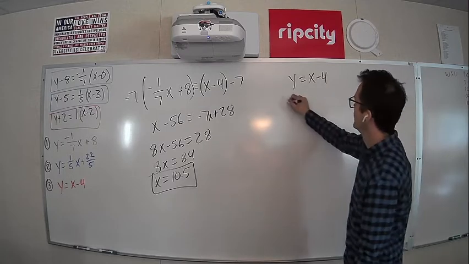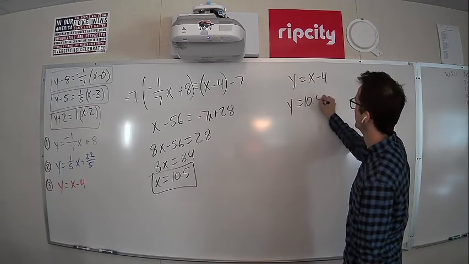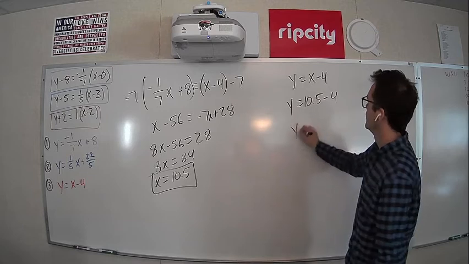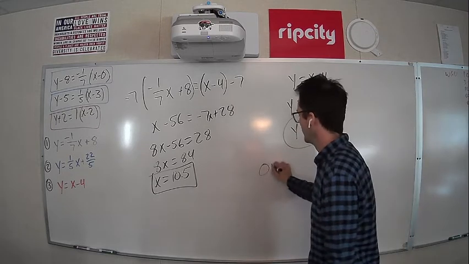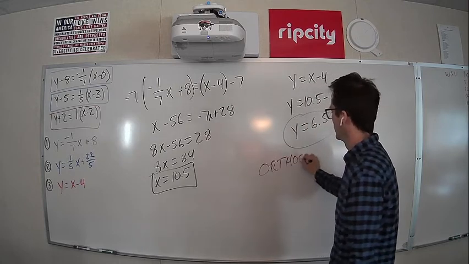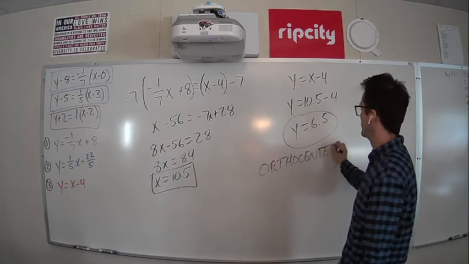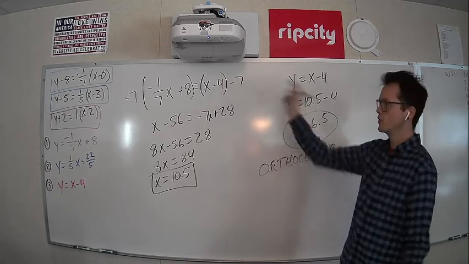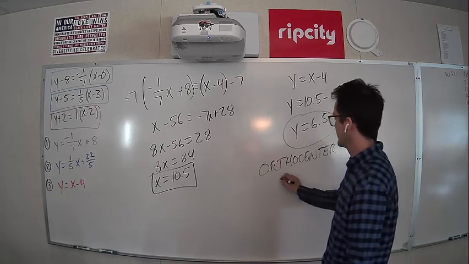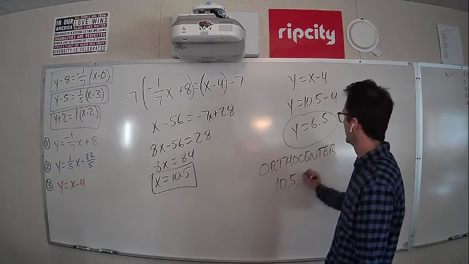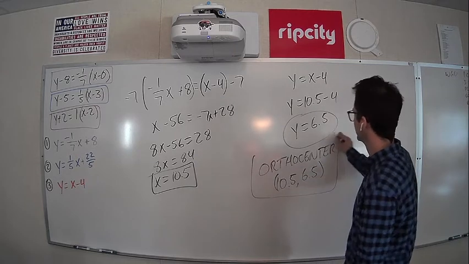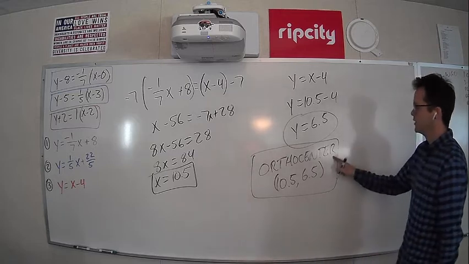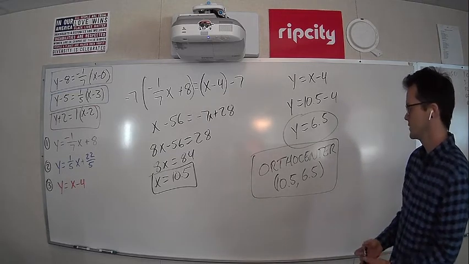It's 10.5. So y equals 10.5 minus 4. That means y equals 6.5. So our orthocenter of this triangle XYZ that we started with a few minutes ago up there is at the point 10.5, 6.5. And this is our final answer. The orthocenter is at 10.5, 6.5.